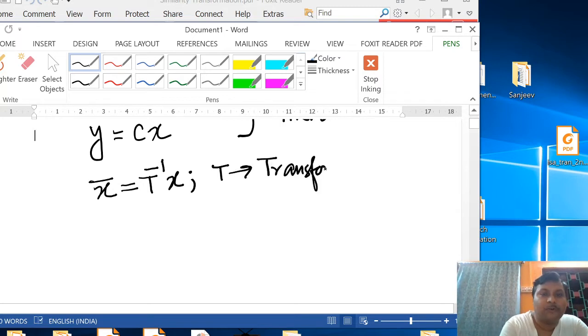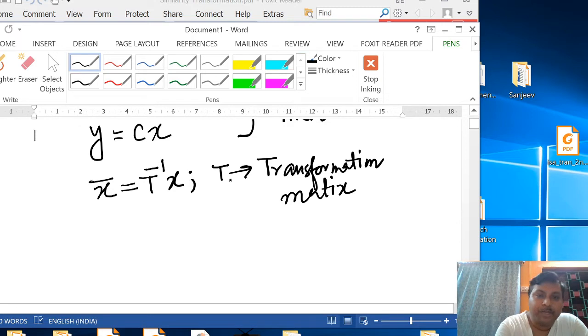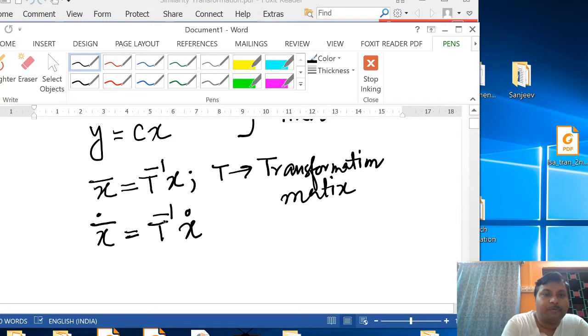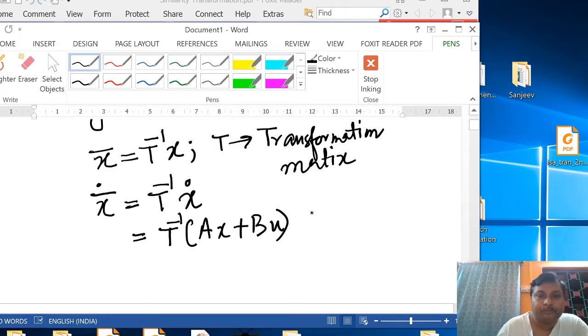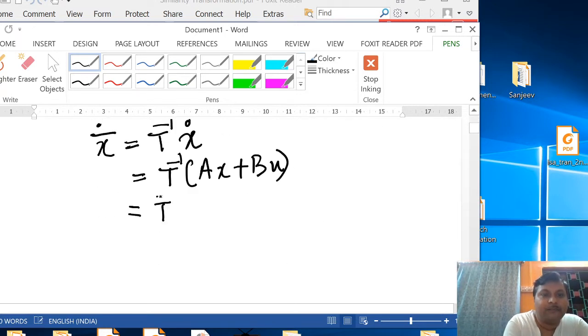T is known as the transformation matrix. We are assuming that we can build this T such that the old state x is related to the new state x bar like this. If they are related like this, then we can write the new coordinate system by differentiating this relation. If we differentiate, we get T inverse of x dot, and x dot we will replace by the relation we know. So it will be T inverse of Ax plus Bu, and if we expand it, we get T inverse Ax plus T inverse Bu.